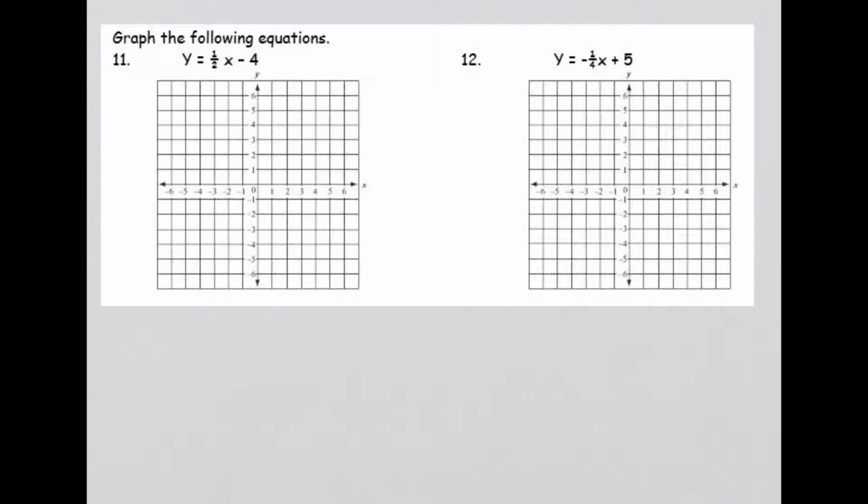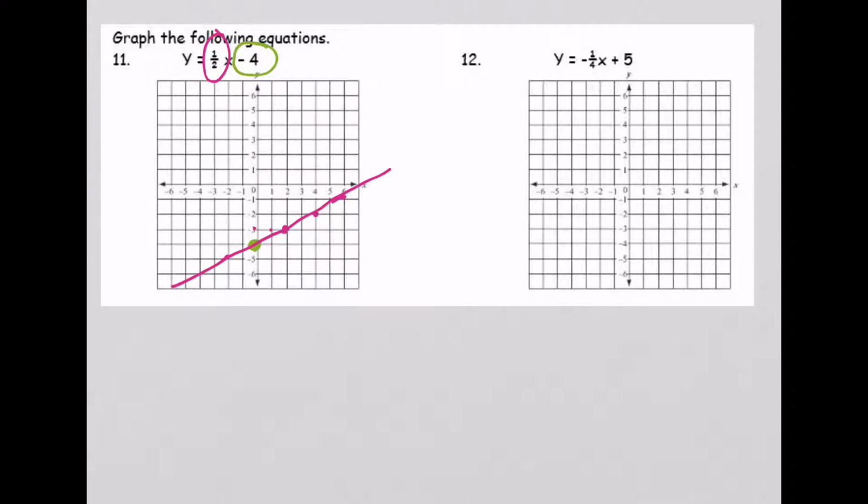Let's graph these things. Well, if you have 1/2 x minus 4, that means that you start at negative 4. Boom, point at negative 4. Now my slope must be 1/2. Rise over run means I rise 1 and I run 2. Rise 1, run 2, rise 1, run 2. There we go. I've graphed it.